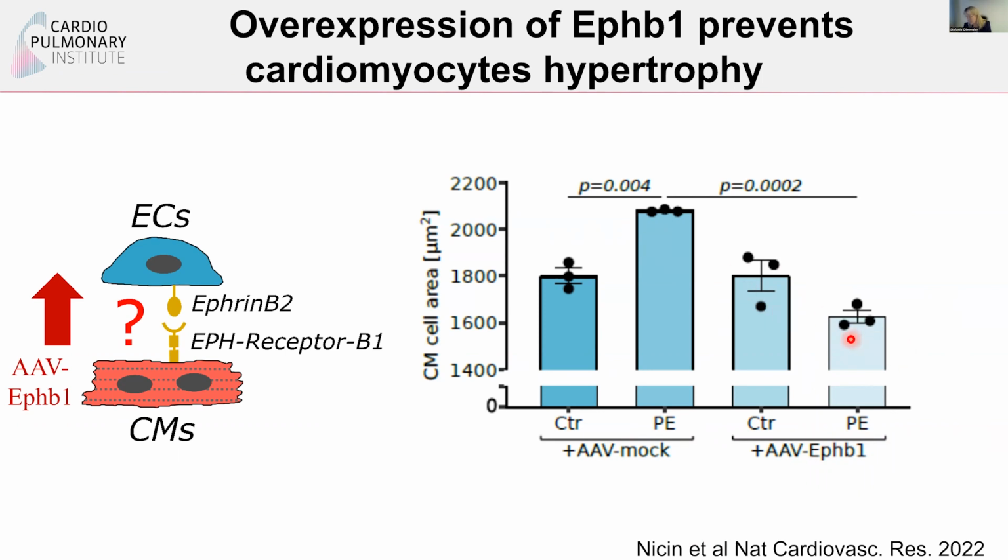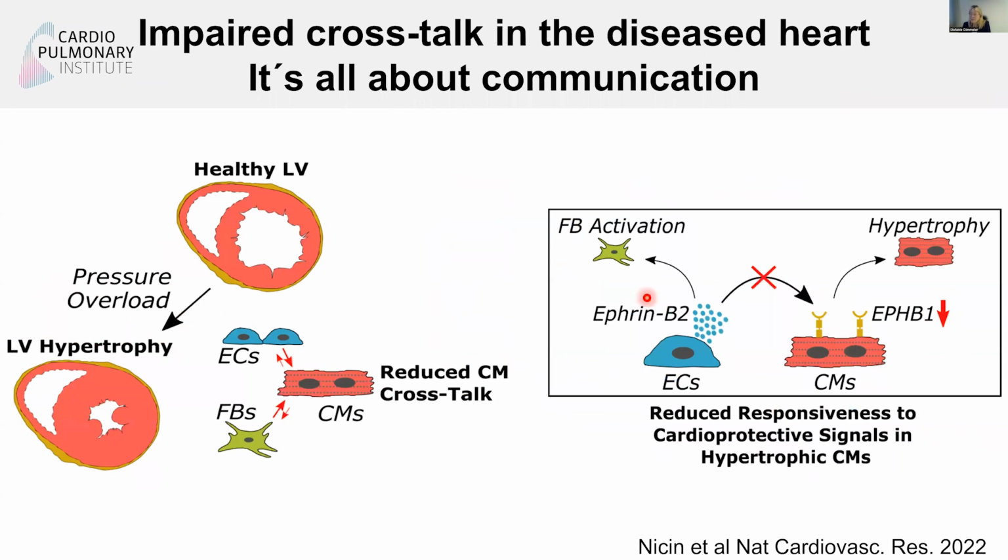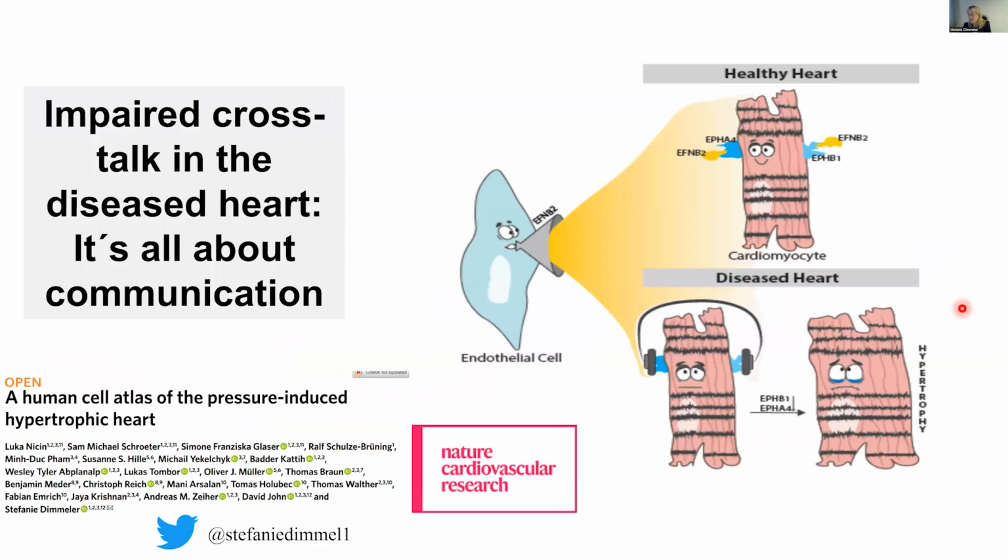These data suggest that we have a striking change in cell communication in the diseased hearts. Particularly the crosstalk of cardiomyocytes is changed, and there is also a lack of activation and communication between endothelial cells and cardiomyocytes, which leads to potentially augmented hypertrophy response, and this is mediated by Ephrin-B1 receptor expression.